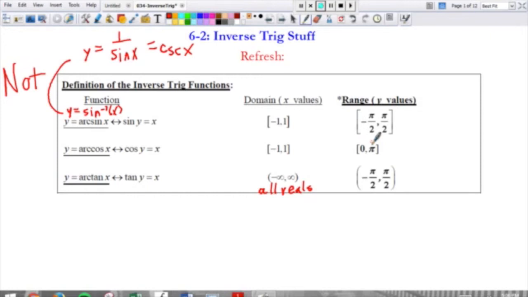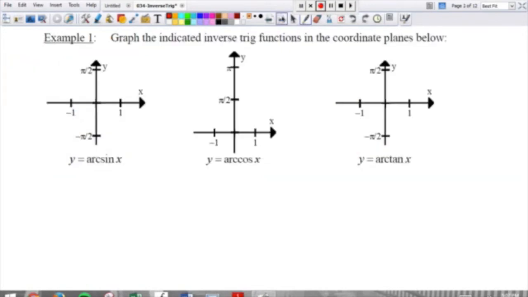Now, if you said or thought that the angle for pi over 2 is 90 degrees, and the angle for pi is 180 degrees, you are correct. Let us continue. So we're going to graph each indicated inverse trig function.